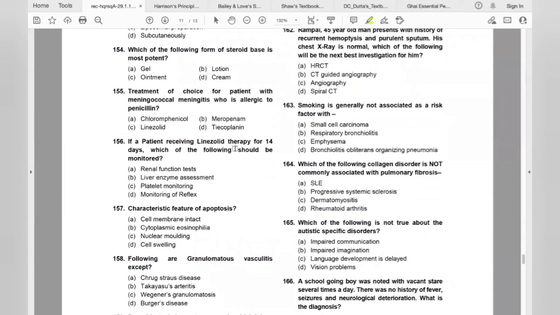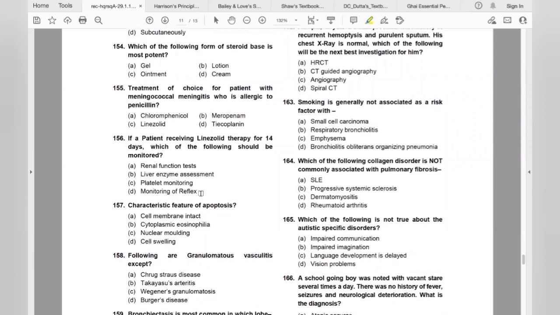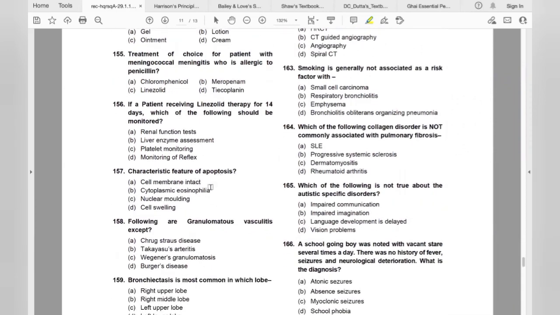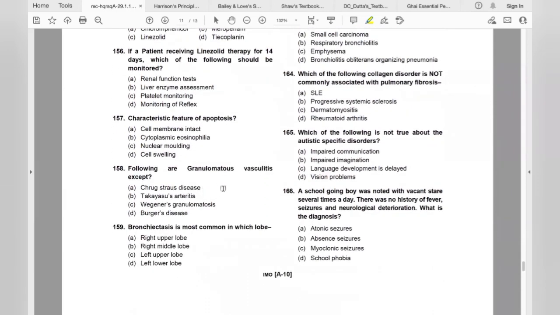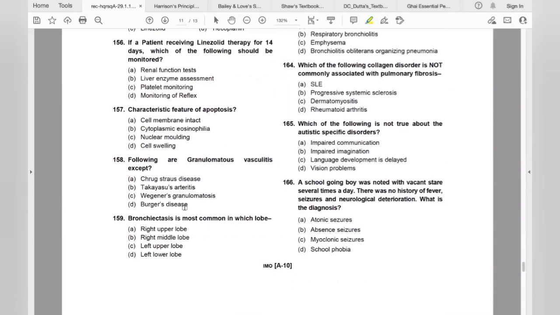If a patient is receiving linezolid therapy for 14 days, which of the following should be monitored? Platelet monitoring. Characteristic feature of apoptosis is cytoplasmic eosinophilia. Following are granulomatous vasculitis, except Buerger's disease. Bronchiectasis is most common in which lobe? Answer is left lower lobe.